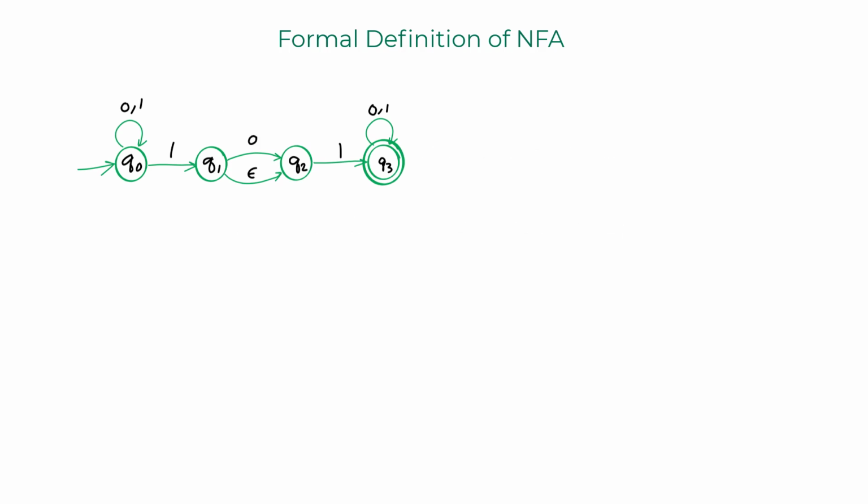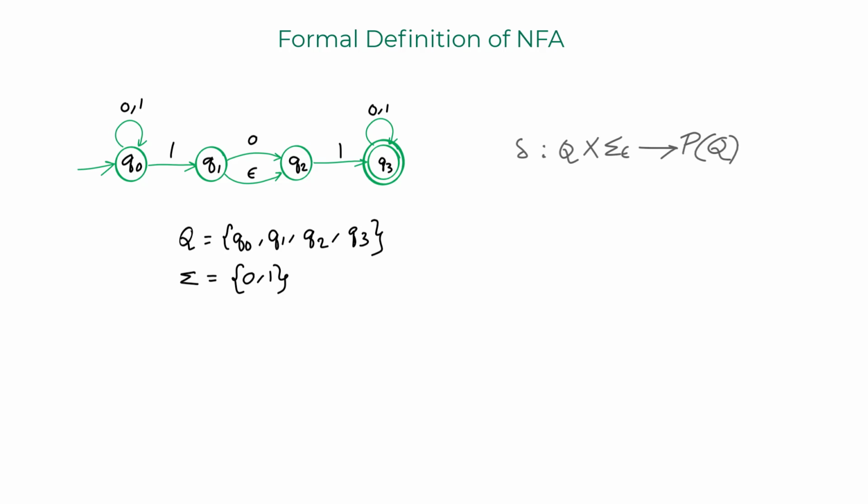Alright, now let us consider this NFA and come up with the five-tuple that formally describes it. First, let us list the set of states of this NFA, represented as Q. Then the alphabet sigma. And then the transition function delta, which maps the Cartesian product of states and the alphabet augmented with the empty string epsilon to the power set of states Q.